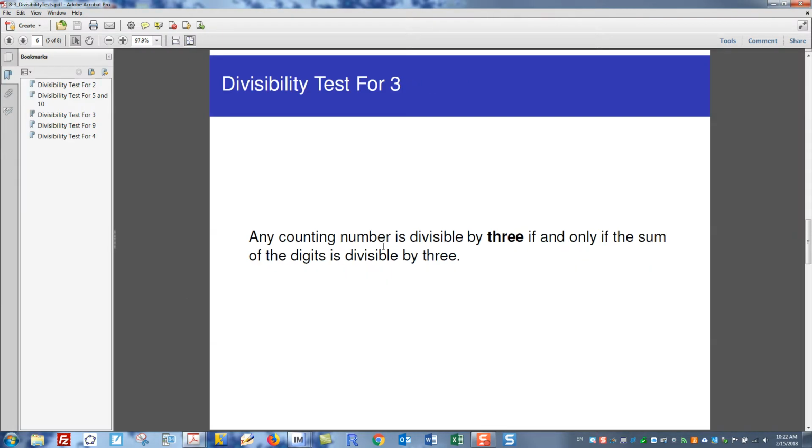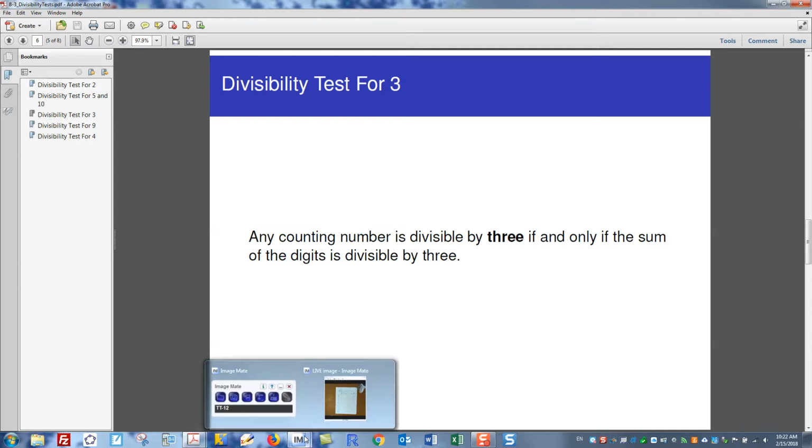Okay, so let's go on now and talk a little bit about the divisibility test for 3. This might be a new one for some of you. I find that some people are exposed to this and some are not in this course when I've taught it in the past. Any counting number is divisible by 3 if and only if the sum of the digits is divisible by 3.